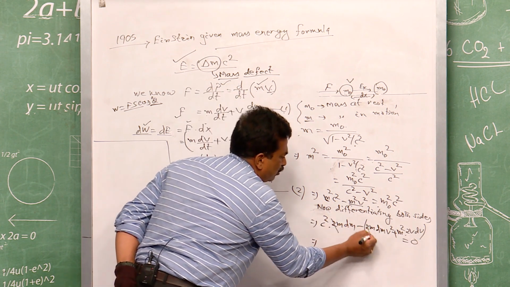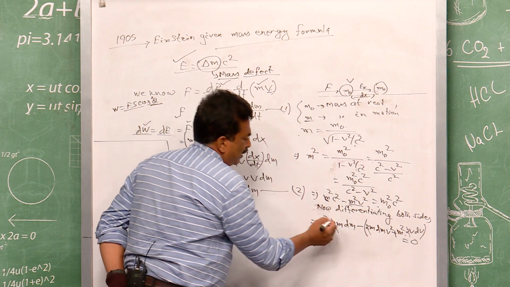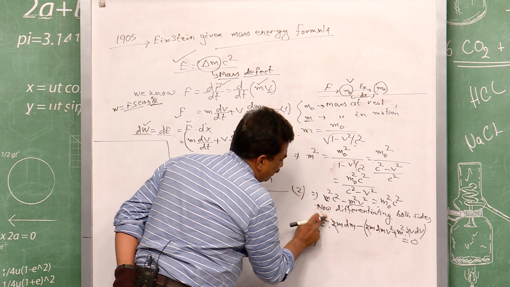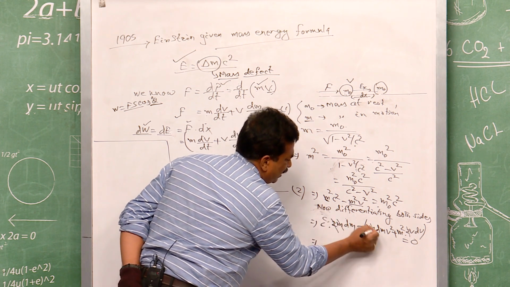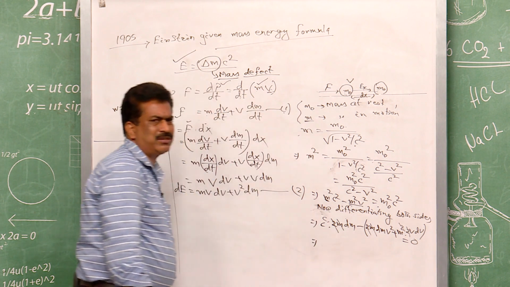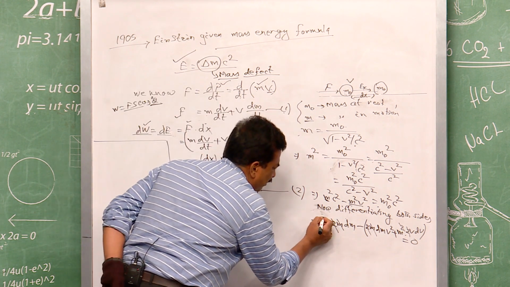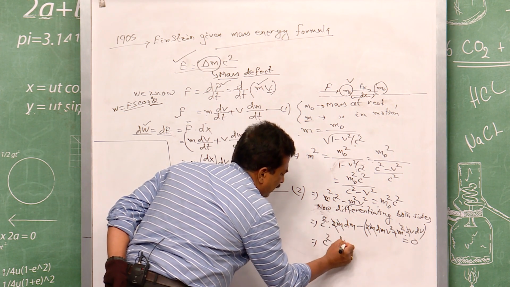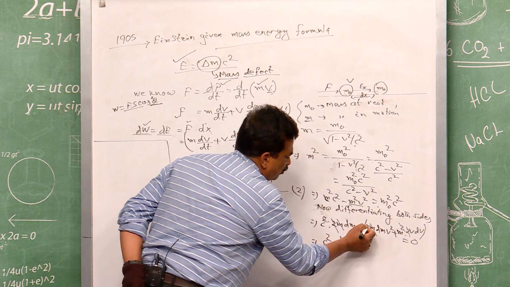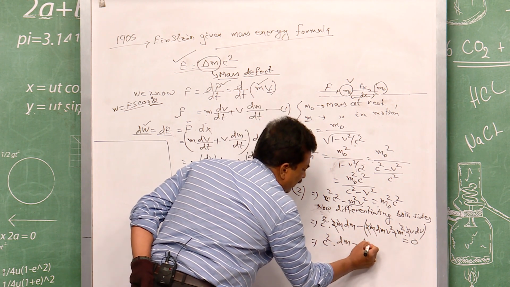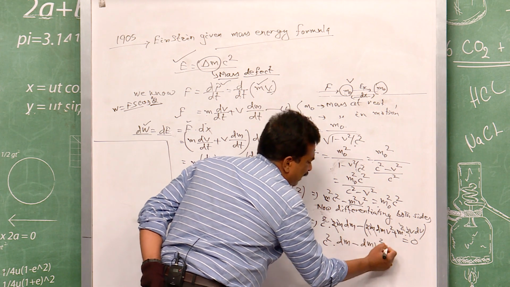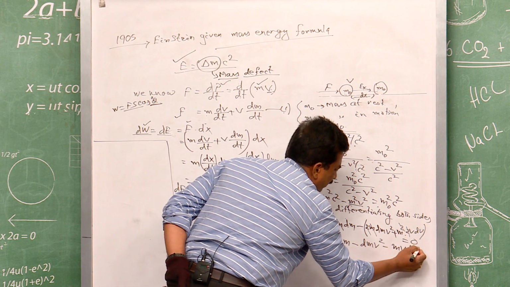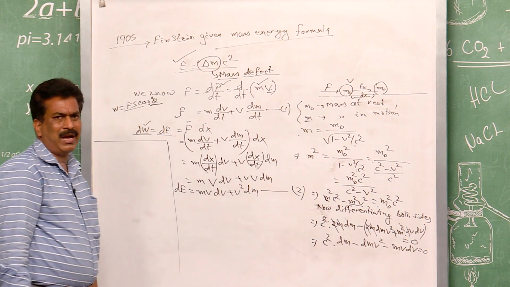You see, 2 is common. Then this c equals c square. Here is the m, here is the m, here is the m, they cancel. So now this equals c square, then 2m cancels dm, then minus 2m cancels, then dm v square, then this equals minus m v dv equals 0. Are you clear?